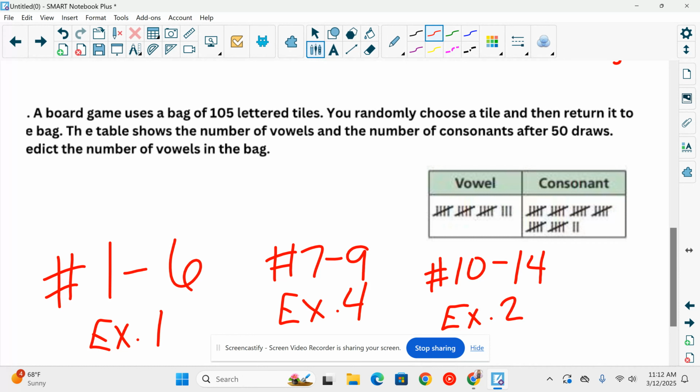You'll start off with like 8 and 9. We start off on page 7.